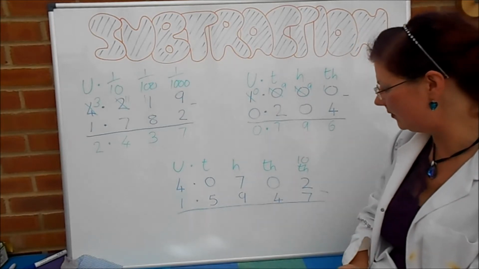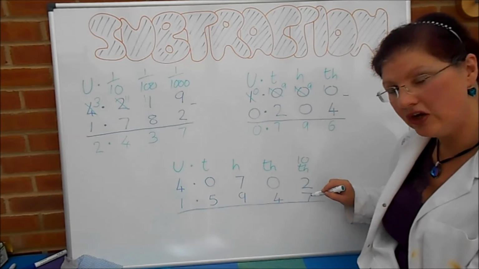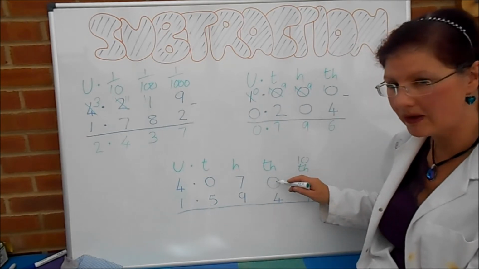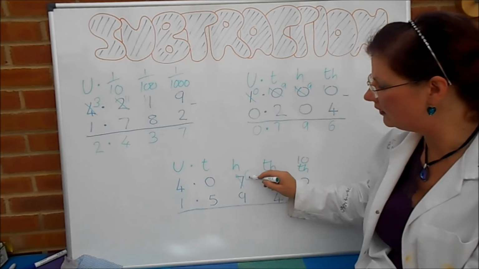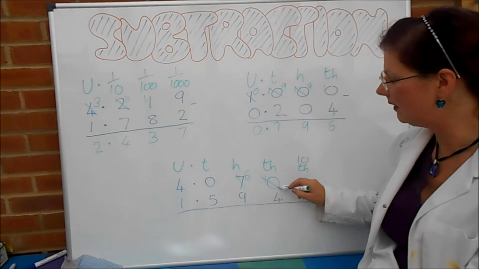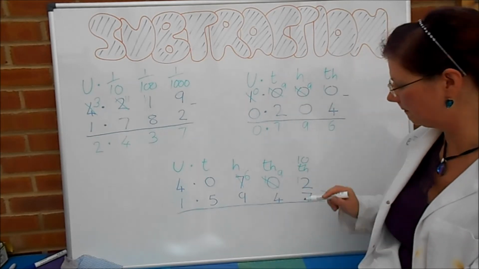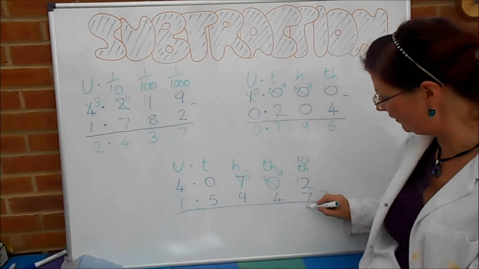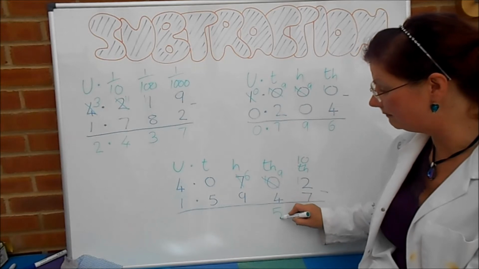And then the big one down at the bottom, we do exactly the same way. 2 take away 7, can't do it, so unpack one of these. But there aren't any, so unpack one of these. 6 remaining there, and 10 in the next column. Unpack one of those to leave 9 remaining, and 12 in the next column. 12 take away 7, that's 5. 9 take away 4, that's 5 again.